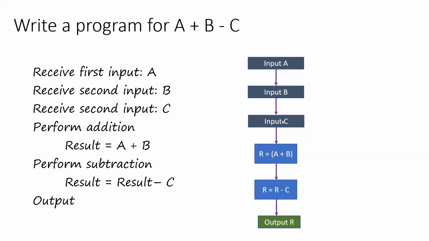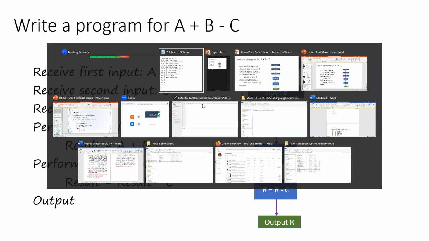result. The same thing is represented in the pseudocode. First we receive input A, then B, and then C. Then we perform the addition and store it in the accumulator. Then we perform subtraction and subtract C from the accumulator, and then we get the output. We just give it out on the output screen. So let us see how we can develop this program in our LMC file.